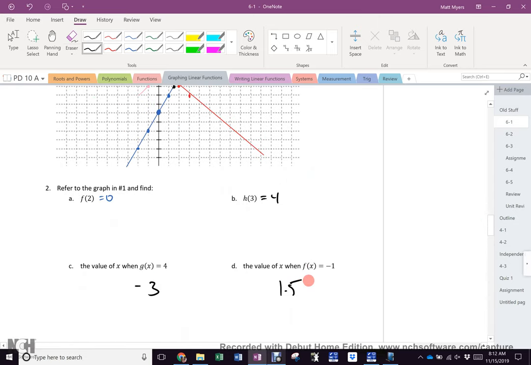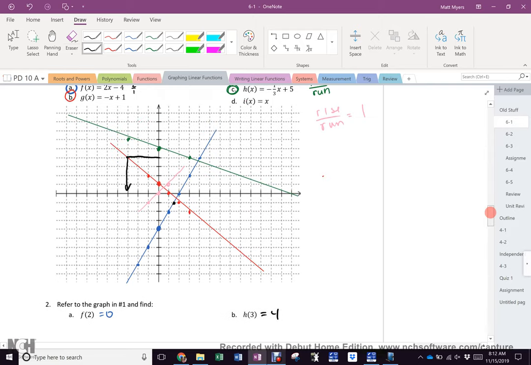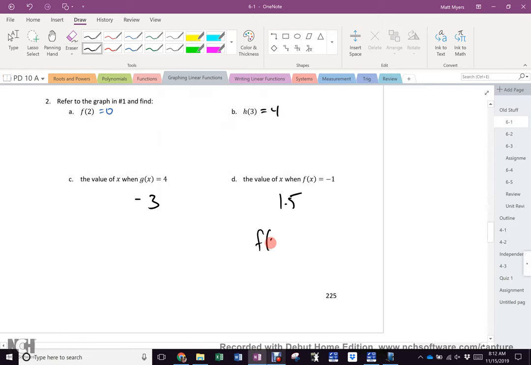Is there a way to double check that? Of course there is, because F of X is 2x minus 4, correct? F of X is negative 1. How do I make sure that my answer is correct? I put it in the equation. Where does that negative 1 go? For F of X, right. Negative 1 equals 2x minus 4, plus 4. 3 equals 2x, x equals 3 over 2, which is 1.5, and we're exactly right.